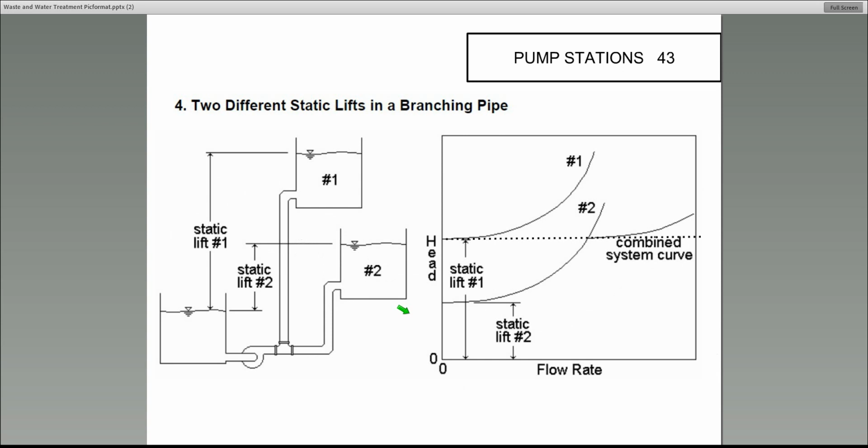Now you could have 2 different static lifts in a branching pipe, and here you're starting out here, and you can see the pump is going, some of the water is going up to this one, the other water is going up here. So you have this elevation and that elevation, that would be static lift number 2. Here's static lift number 1. Okay, static lift number 2, that would be that distance, and then static lift number 1 would be that distance. And then you would have a pump curve. The curve would come in here, and then you'd have a combined curve. You're not going to have anything that complicated with it.